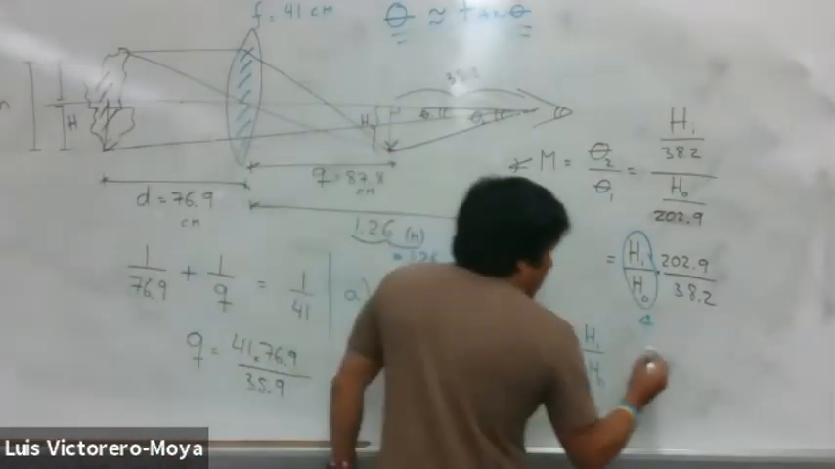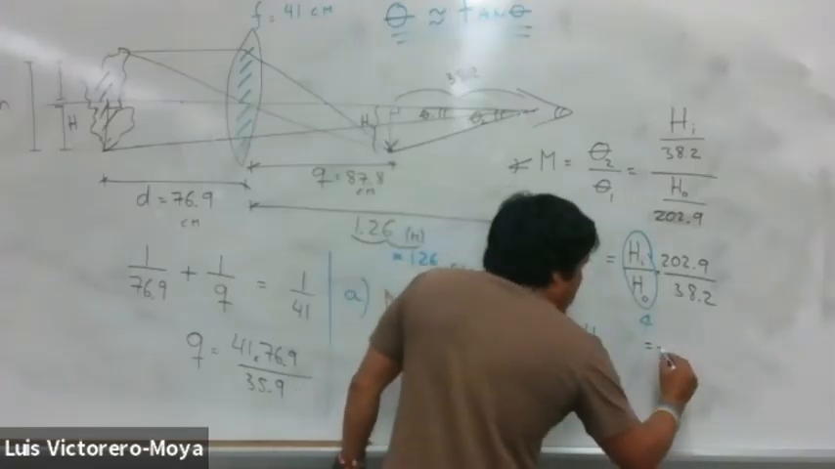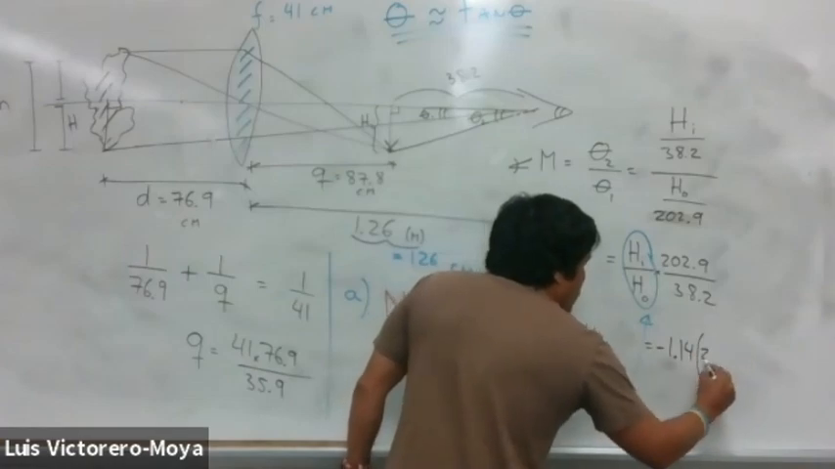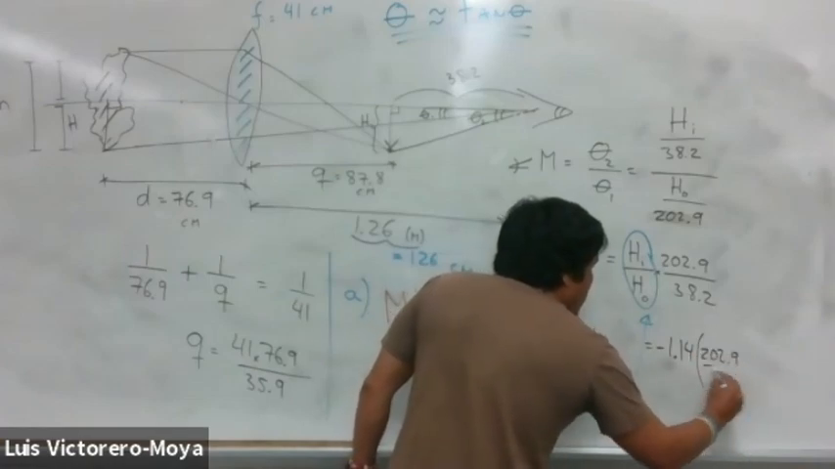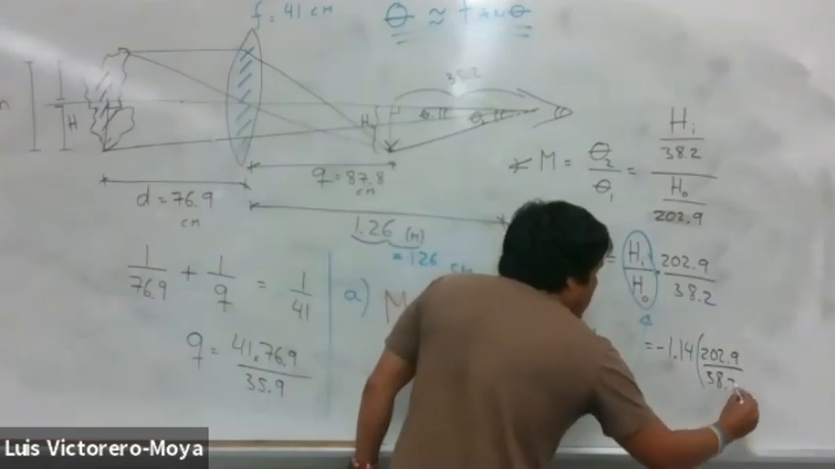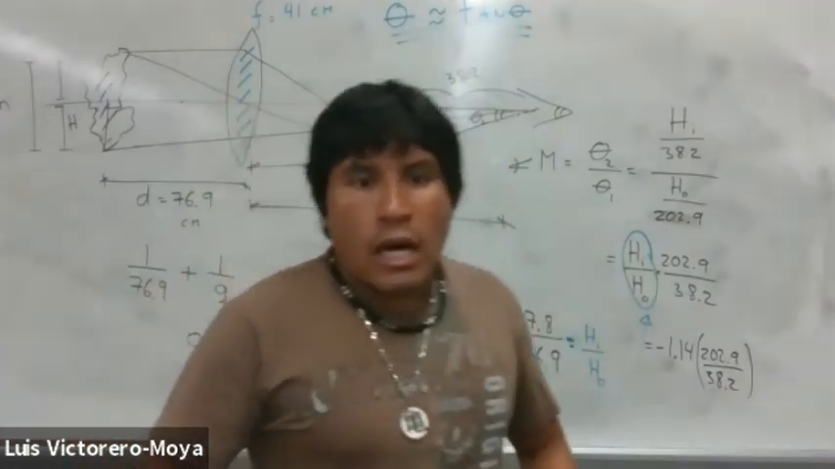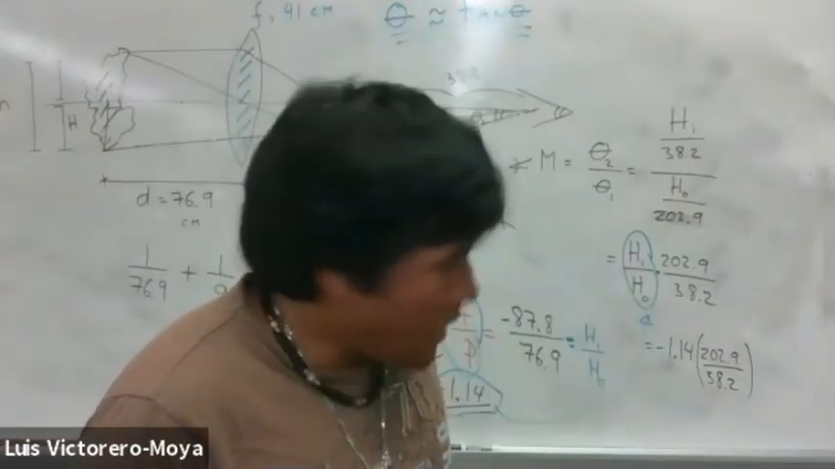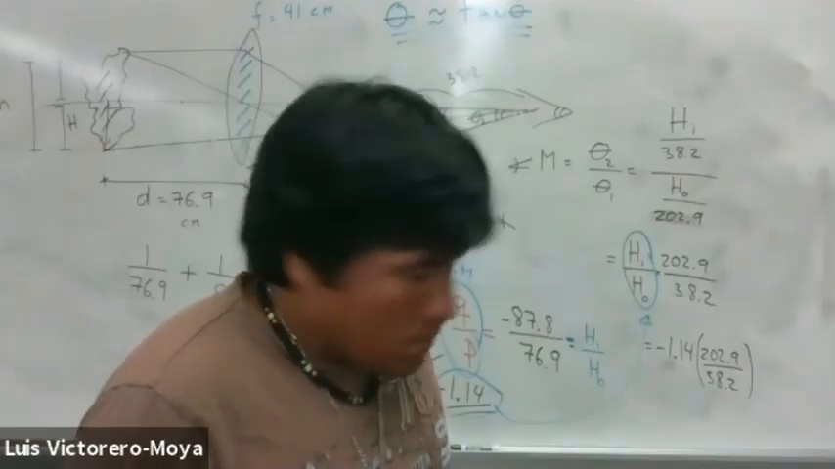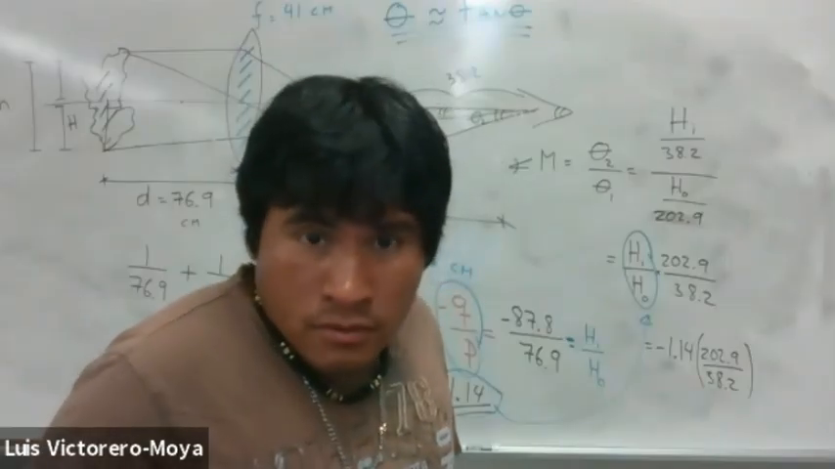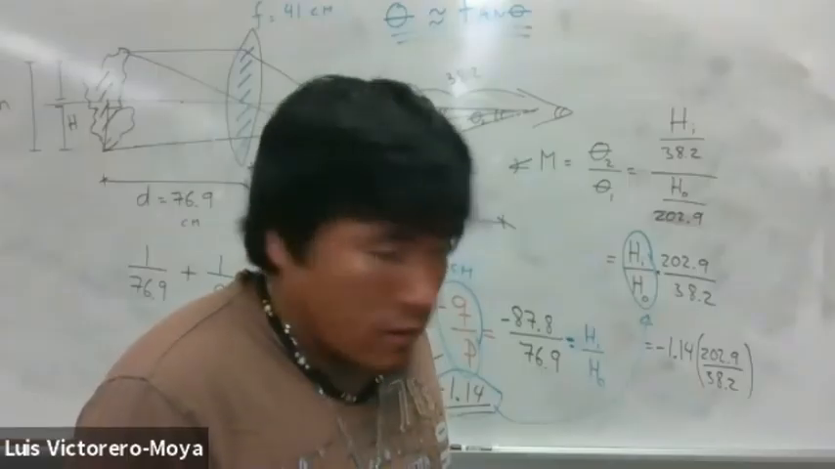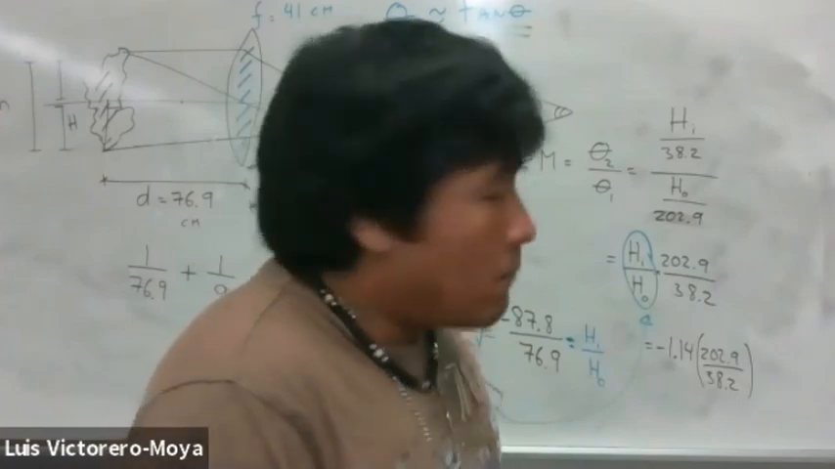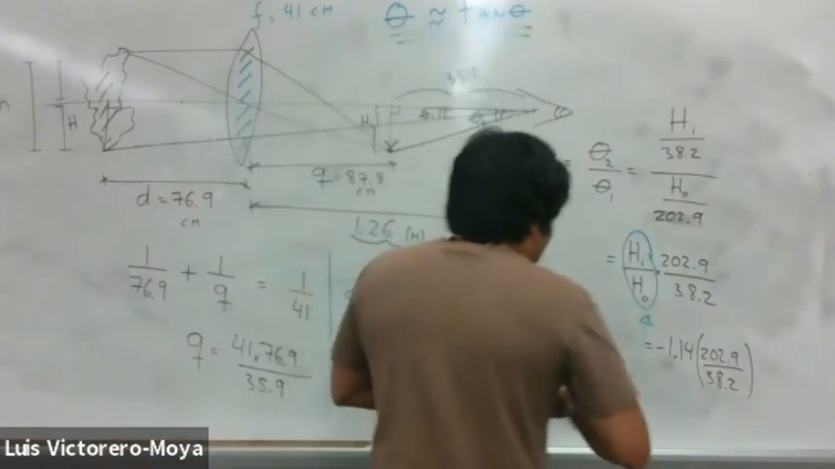Right? So the answer for the problem will be minus 1.14 times 202.9 over 38.2. And let's see what I get. So 202.9 divided by 38.2, multiply, sorry, 202.9 divided by 38.2 times 1.14, minus 6.06 approximately.